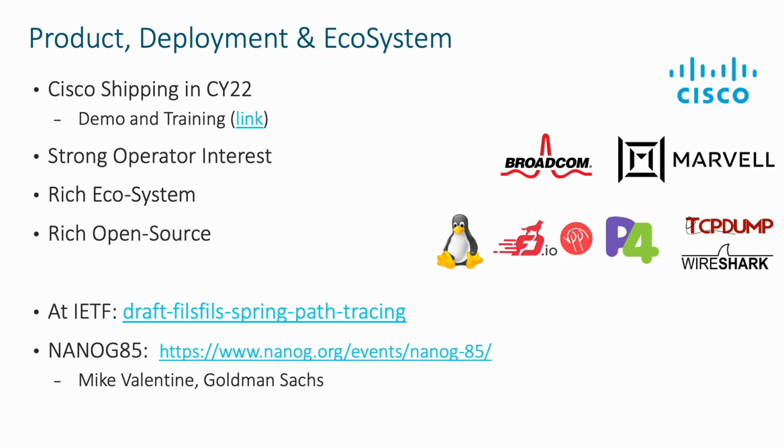We have seen also a strong interest from several operators. Some of these operators are already testing this technology in their lab. And as always, we worked with our partners in academia in order to create an open source ecosystem. And we have implementation of path tracing in the Linux kernel, FDIO VPP, P4, and many others. And obviously, we have released this idea to IETF for standardization. And if you want to learn more about path tracing, there will be a detailed talk on path tracing at NANOG 85 in June by Mike Valentine from Goldman Sachs.